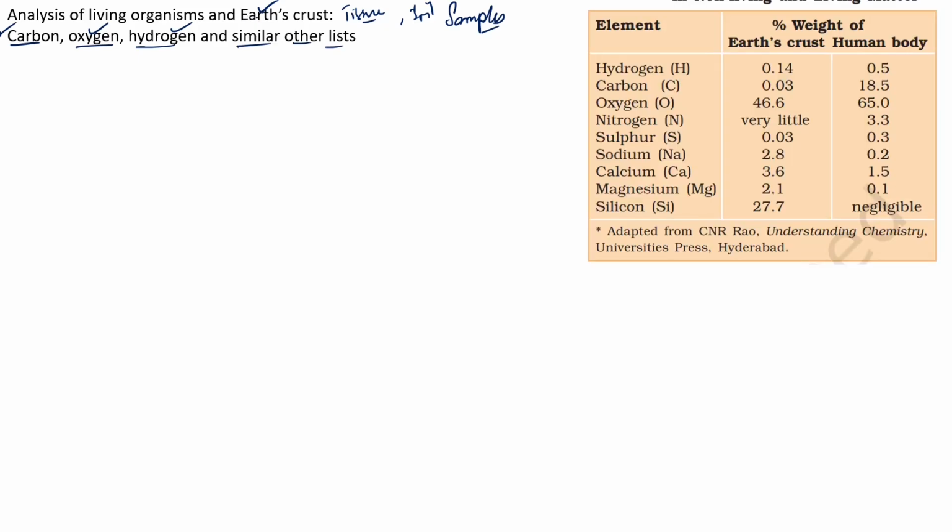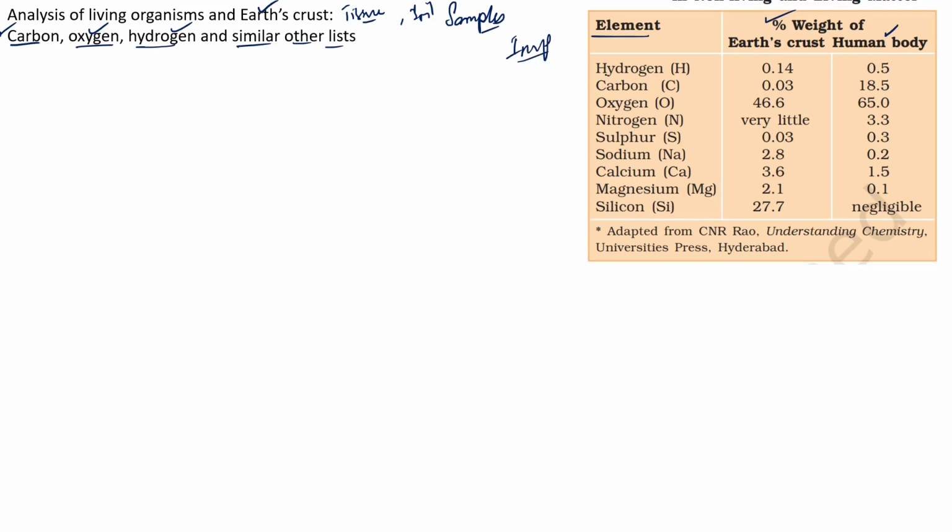Here we have a table which shows the different elements and the percentage of weight of these constituents in the earth's crust and also in the human body. I have taken this table directly from the textbook, and I have seen that some questions have appeared from this particular table, so this table is quite important for our discussion.